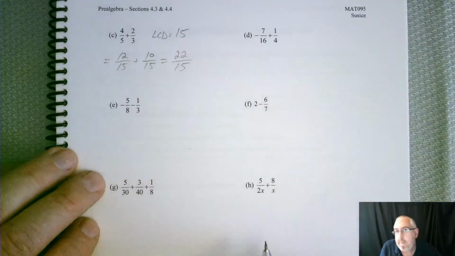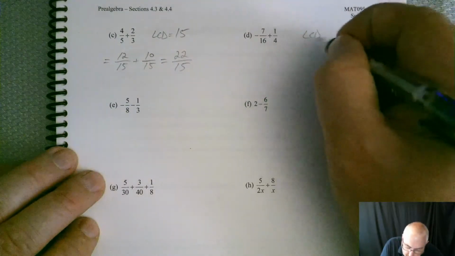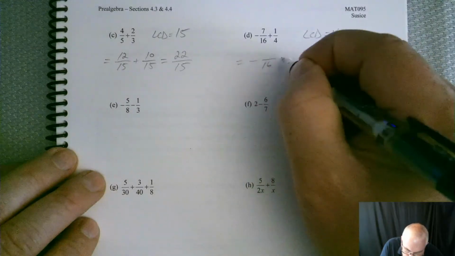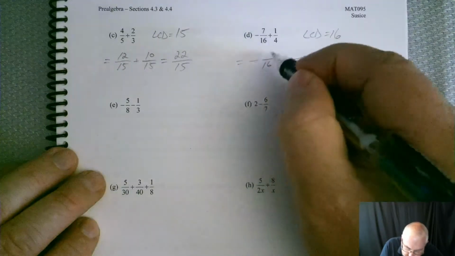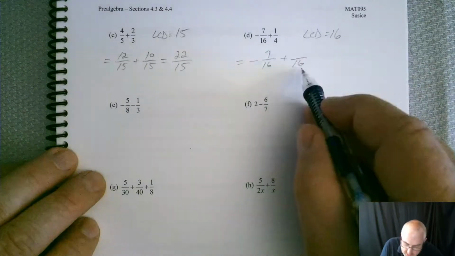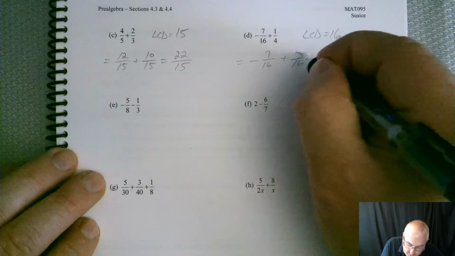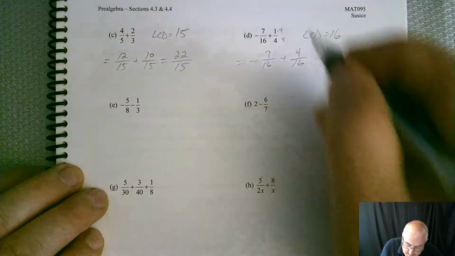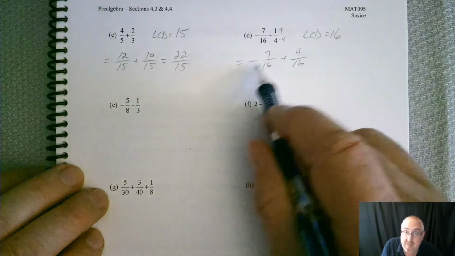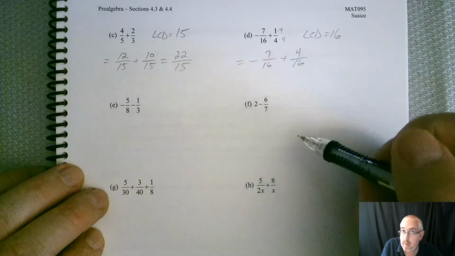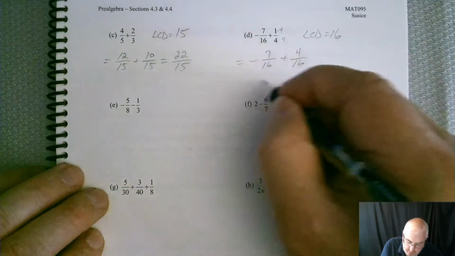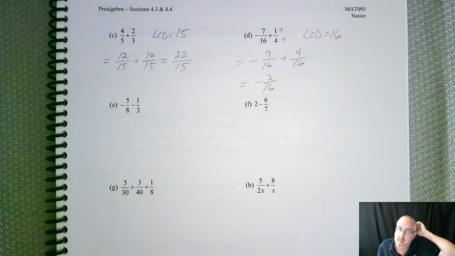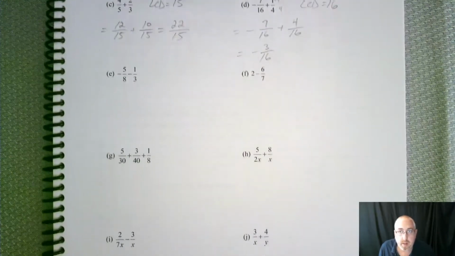16 and 4. LCD. Yeah, you're getting the hang of it. 16. So the 7 stays. 4 changed to a 16, so the 1, we're going to have to multiply it by 4, right? Times it by 4. And so now, -7 and a +4 is what? Better be -3. -3/16. All right, let's keep trucking.